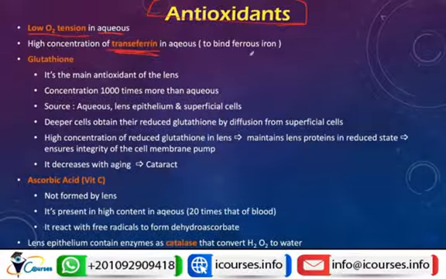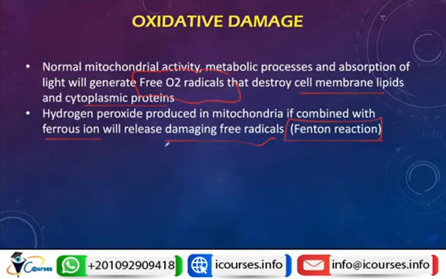So the transferrin will combine with the ferrous iron. Why is it important to combine the ferrous iron? Again, to prevent the Fenton reaction. When free iron is combined with hydrogen peroxide, this will lead to the release of free radicals. So if this ferrous iron is combined with the transferrin, then it will not bind with the hydrogen peroxide, so the Fenton reaction will not be formed.